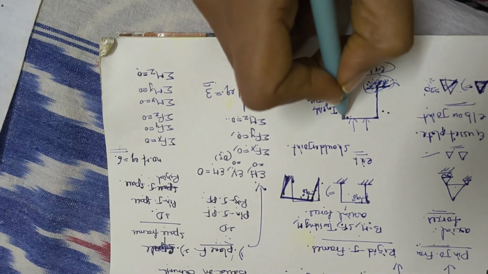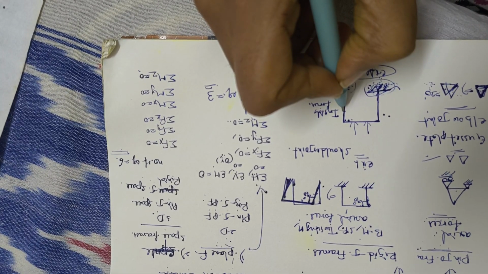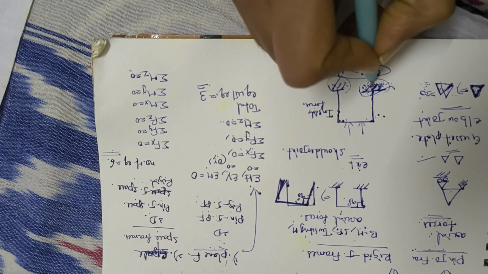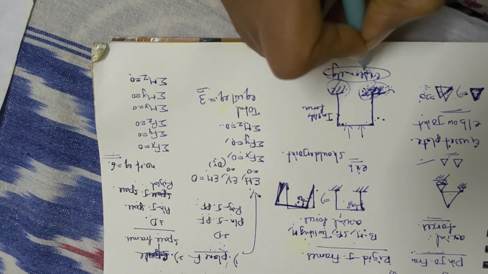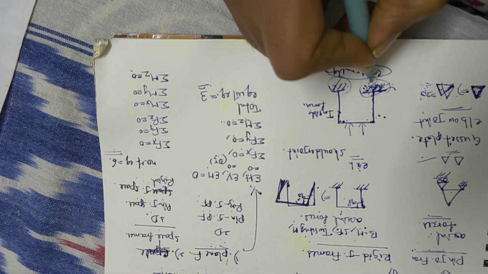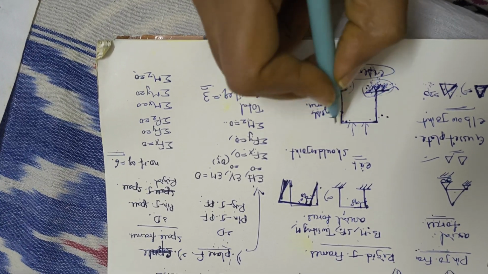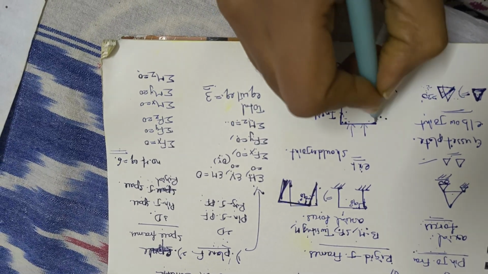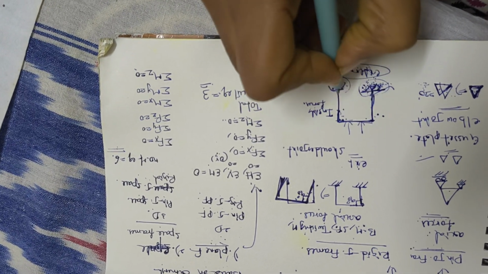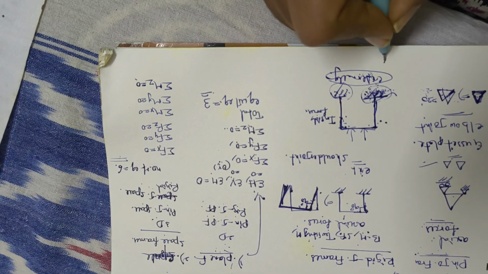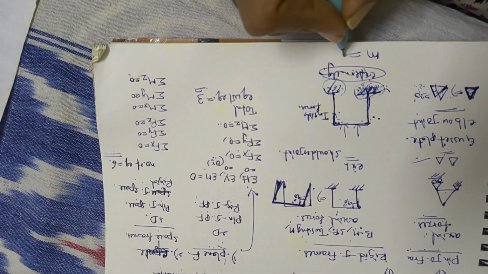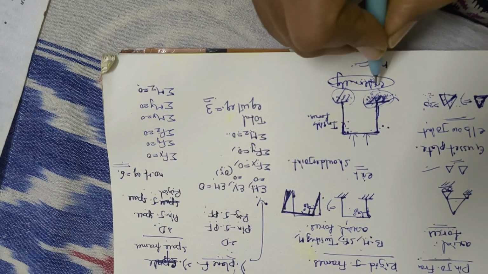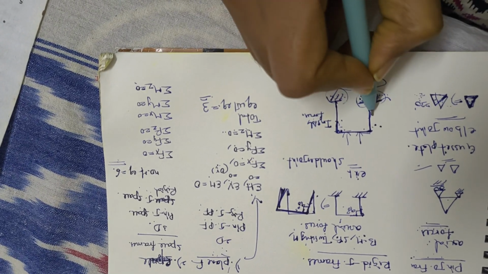So it should be strong internally, and it should be strong externally also. External strength depends on supports, and internal strength depends on members. That means we have one formula to check the stability, external stability and also internal stability.